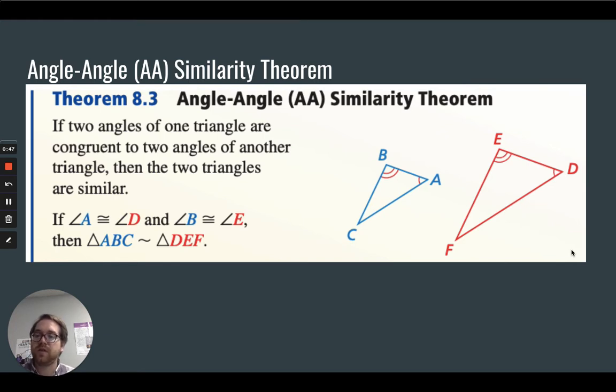If we can show that two angles in one triangle are congruent to two angles in another triangle, then we know that those two triangles are similar to each other, and we don't have to look at the other angle or the rest of the sides. So that's what the angle-angle similarity theorem is saying.